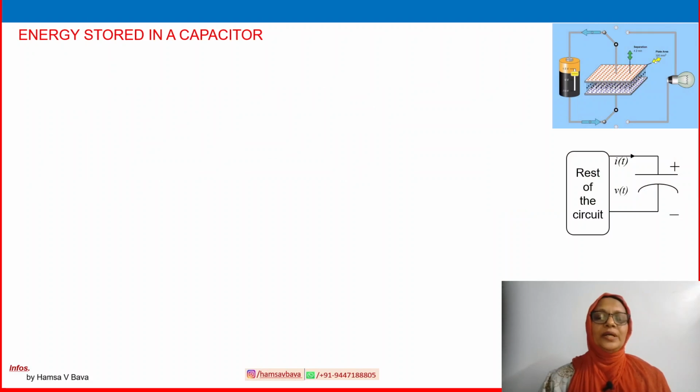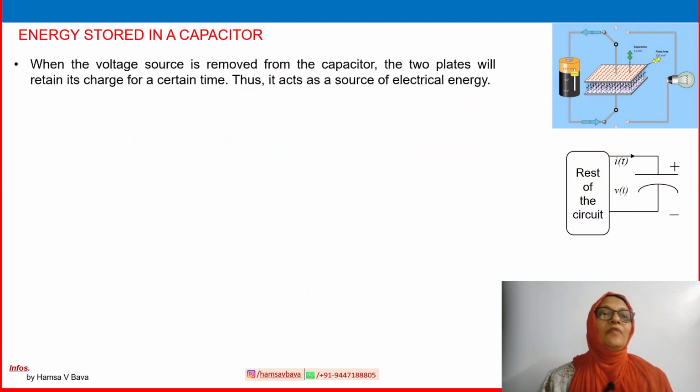Then energy stored in a capacitor. When the voltage source is removed from the capacitor, that is in the second part of the figure, the second position of the switch, the two plates will retain their charge for a certain time. Thus, it acts as a source of electrical energy.